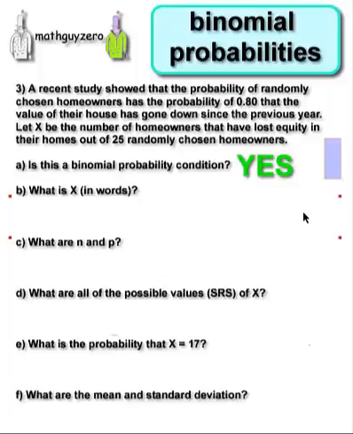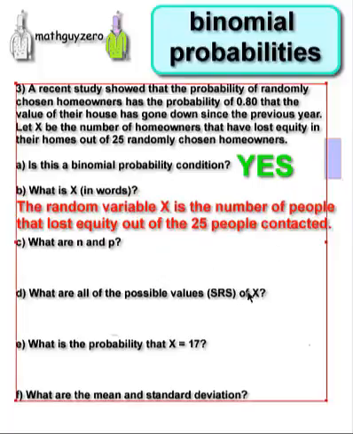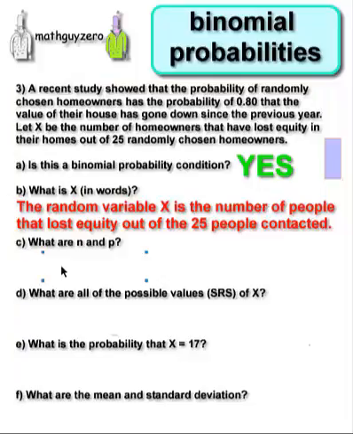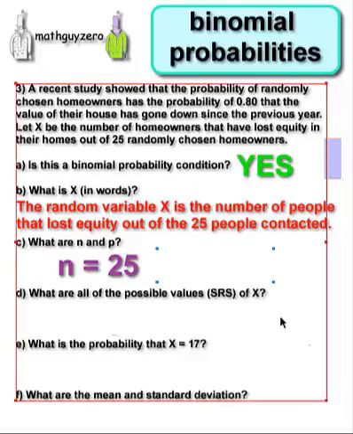X in words is: out of the 25 people contacted, how many people will have lost equity in their house? That is the random variable. What are N and P? N is easy. It's 25, stated in the problem, as is P, and it's 80%.